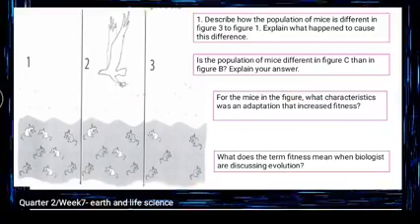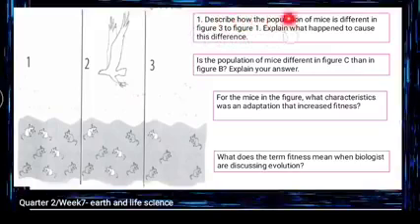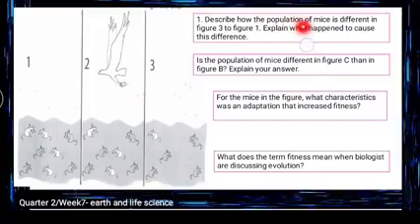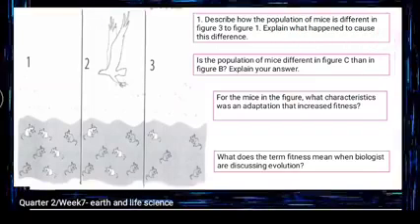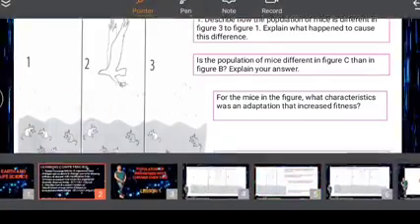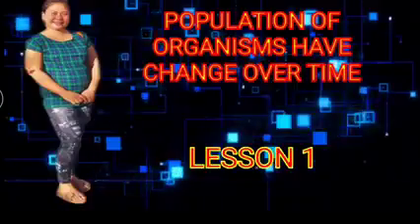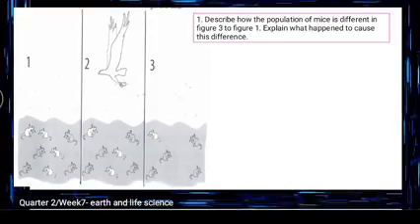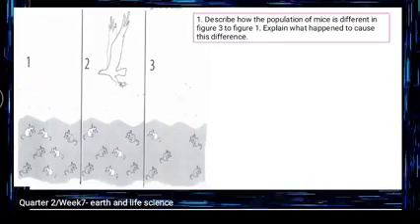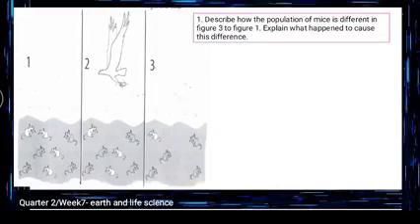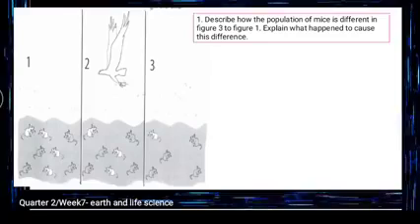So let us answer number 1. Describe how the population of mice is different in Figure 3 to Figure 1. Explain what happened to cause these differences. Take a look at Figure 1. How many mice do we have in Figure 1? We have 1, 2, 3, 4, 5, 6, 7, 8. Same with Figure 2, we have 2, 4, 6, 7. Then in Figure 3, we have 2, 4, 5 mice.